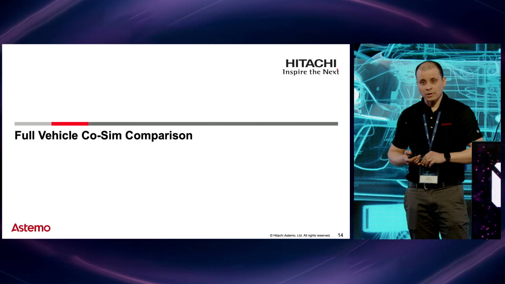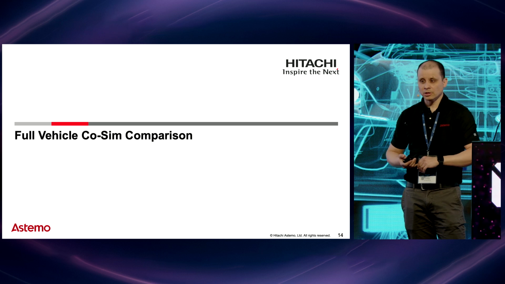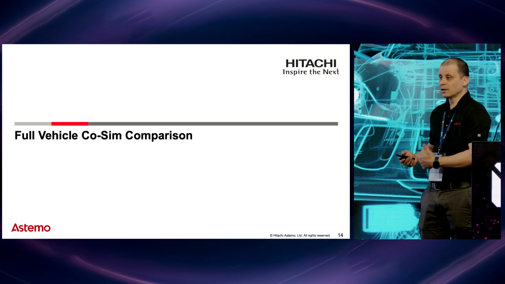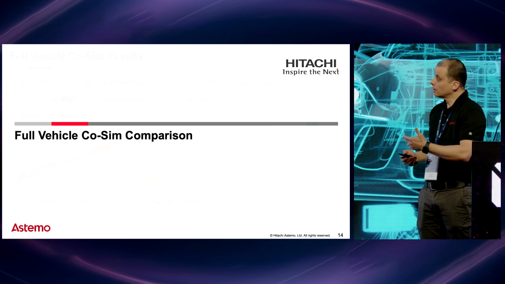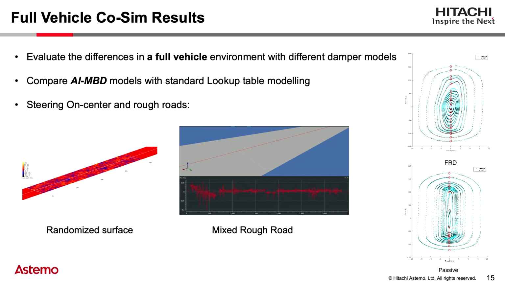Now I'm going to show some full vehicle co-simulation comparison. This is mostly running on a co-simulation based on the S function that we have from the dampers, and comparing with the lookup tables. I ran the vehicles on some randomized surface or rough roads, did some steering events with very low steering inputs, and I used just a passive damper and an FRD damper as comparison.